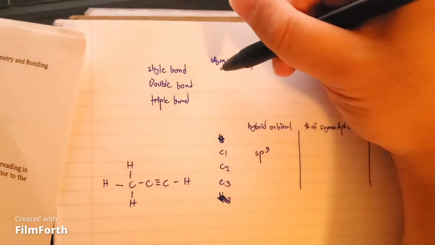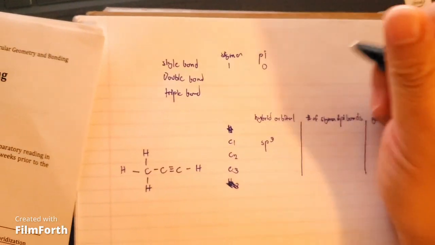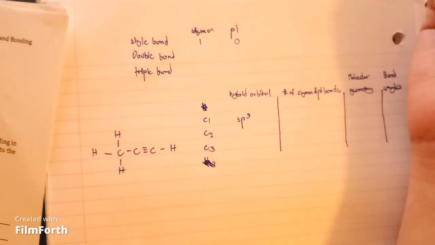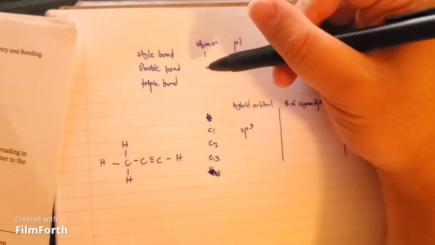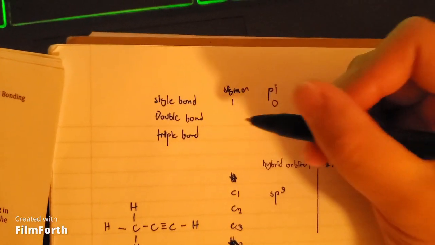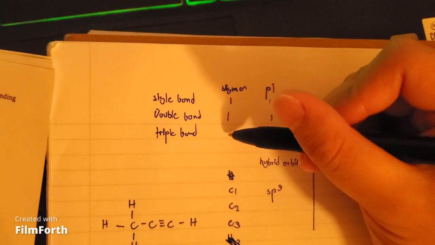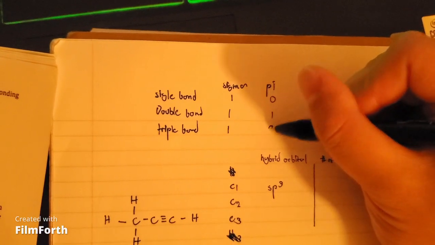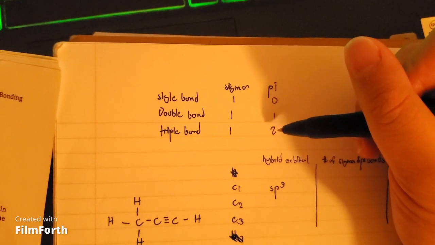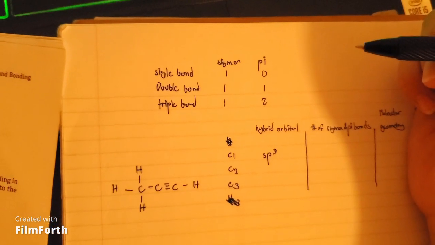For every single bond there is one sigma and 0 pi bonds. For the double bond it's 1 sigma and 1 pi bond, and for a triple bond it's 1 sigma and 2 pi bonds. You can see that only the pi bonds increase for every added bond in the structure.